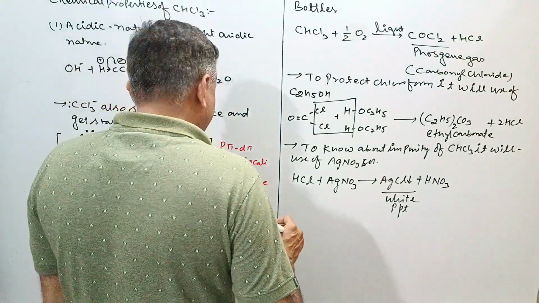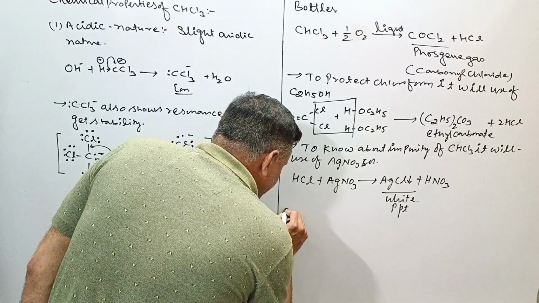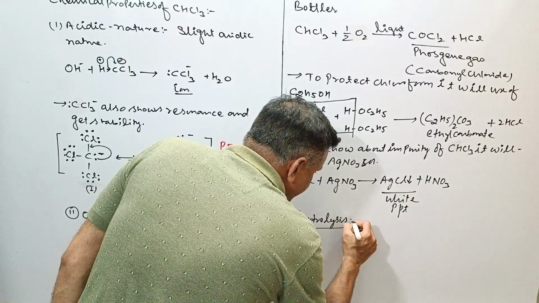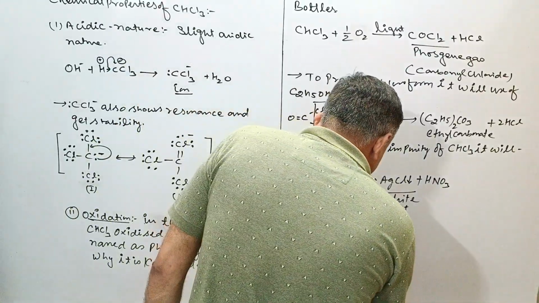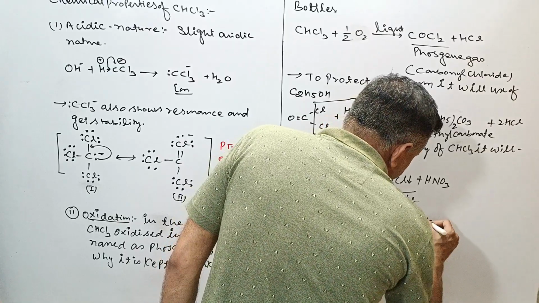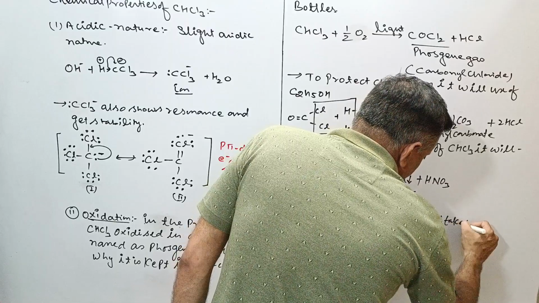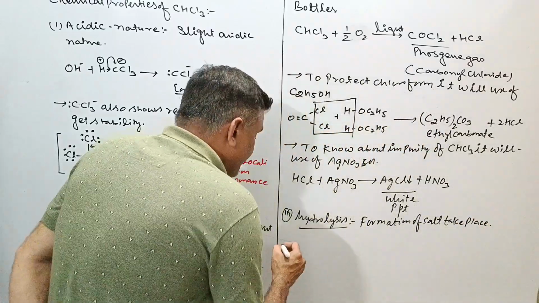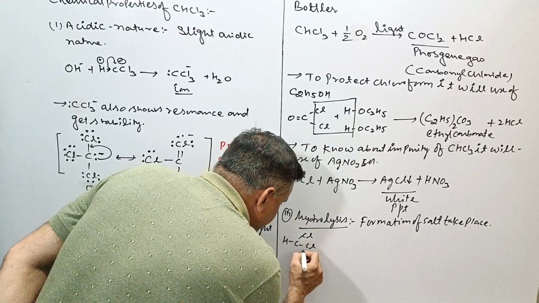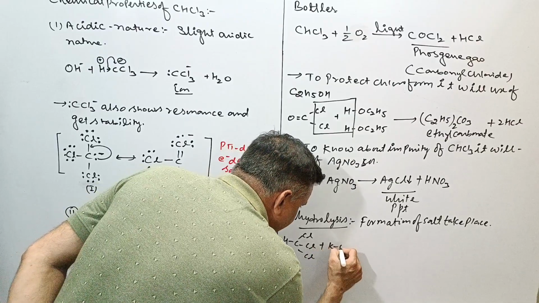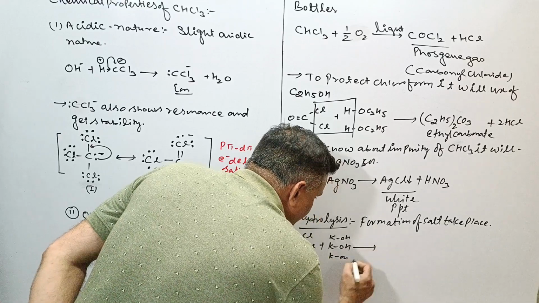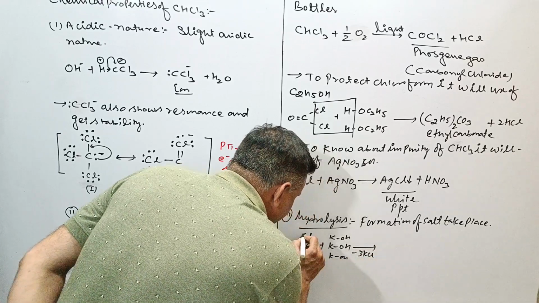If I go with the third property, then we can take hydrolysis. Here will be formation of potassium formate, means formation of salt takes place. How? This is your chloroform CHCl3. This is the Cl3. Here is the KOH. We will use aqueous KOH, by the removal of 3 of KCl as follows.